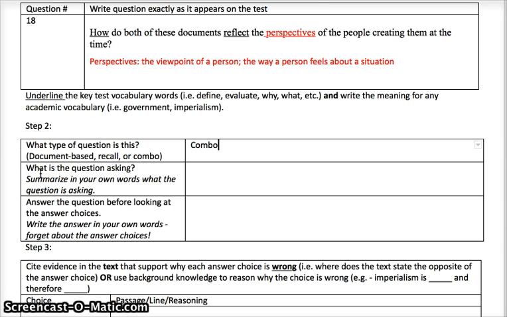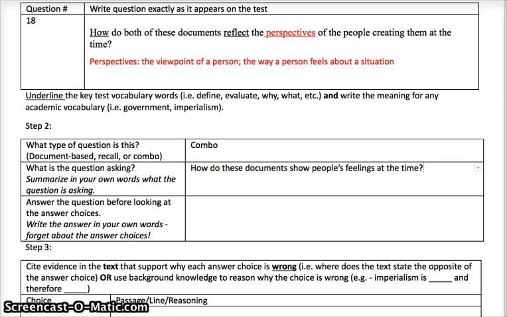Then you're going to summarize in your own words what the question is asking. So our question, again, is how do both of these documents reflect the perspectives of the people creating them at the time? So how I would put that in my own words is how do these show people's feelings at the time? Okay, this just makes sure that I understand what the question is actually asking. Finally, the last part of step 2 is to write the answer in your own words.